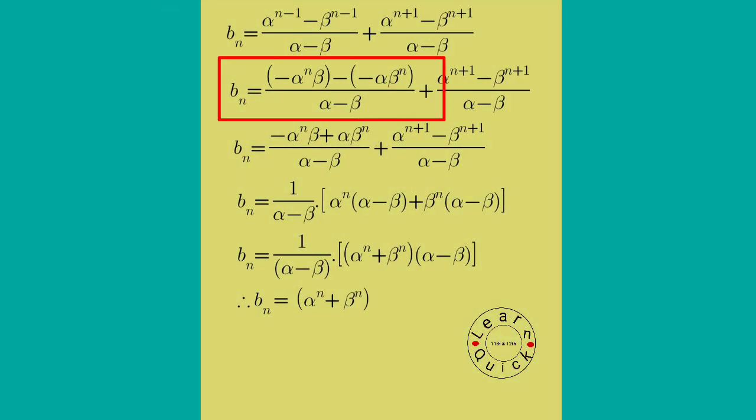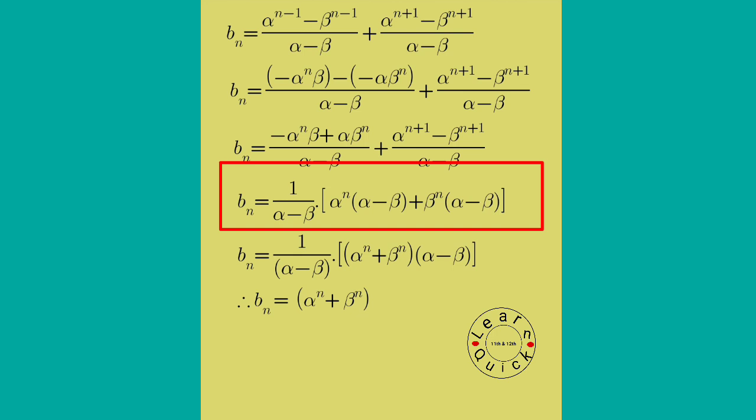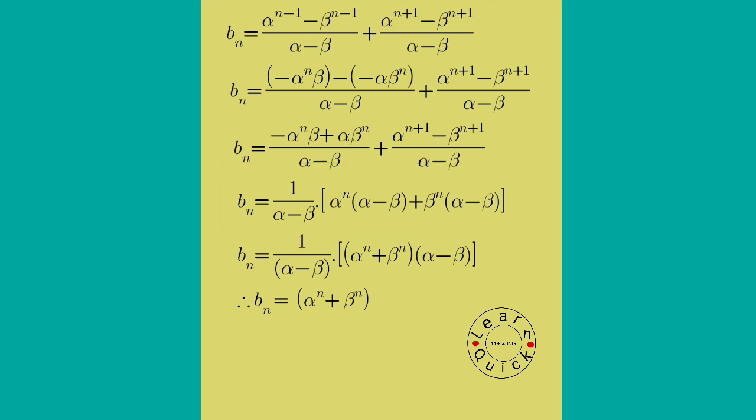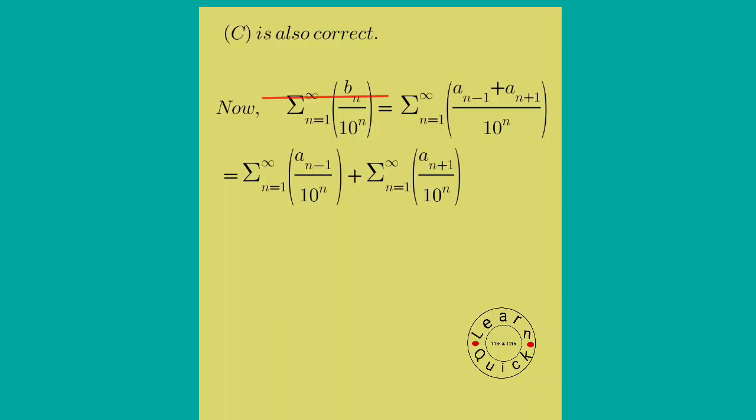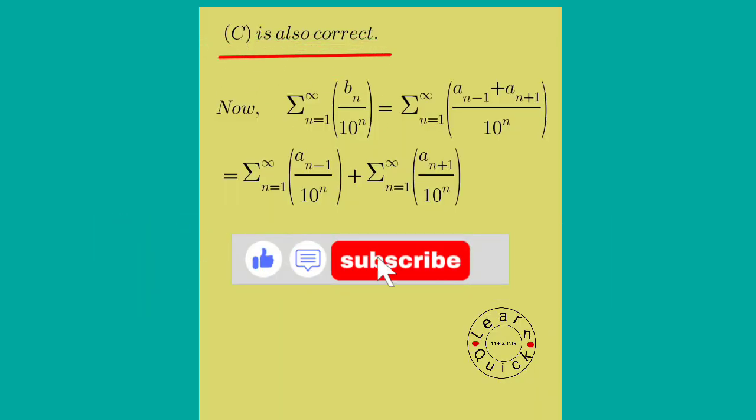Putting these values here, you can see after simplification, we can take things common, and therefore in the next step here, we see 1 by alpha minus beta is taken common, and inside the bracket we get something like alpha to the power n into alpha minus beta plus beta to the power n into alpha minus beta. Once again, we can take alpha minus beta common from here, which will cancel out with the denominator. So the final answer with b subscript n is alpha to the power n plus beta to the power n, which is given in the option also, hence that is also correct.